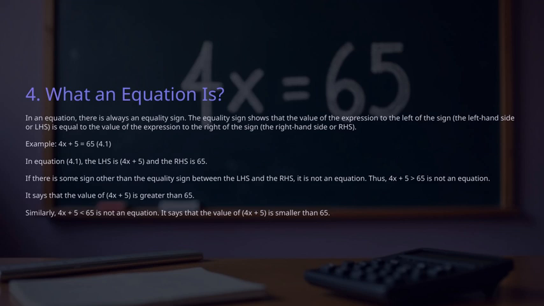Now, it's crucial to understand that if you see any other sign besides the equality sign between two expressions, then what you have is not an equation. For instance, if you see 4x plus 5 is greater than 65, that's not an equation, it's an inequality. It tells us that the value of 4x plus 5 is larger than 65. Similarly, if you see 4x plus 5 less than 65, again, it's not an equation, but it indicates that the value of 4x plus 5 is smaller than 65. So, recognizing the equality sign is key because it defines what makes an equation different from other mathematical statements.